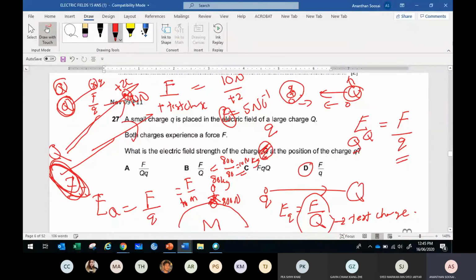Because you see, is capital Q affected by its own field? Is Earth affected by its own gravitational field? No, right? Who is affected by its gravitational field? Another body, right? Same thing for electric field. If you want to know the electric field strength of the capital Q, it should be force divided by charge of the test charge. Only the test charge can tell the strength of the capital Q, the other body.